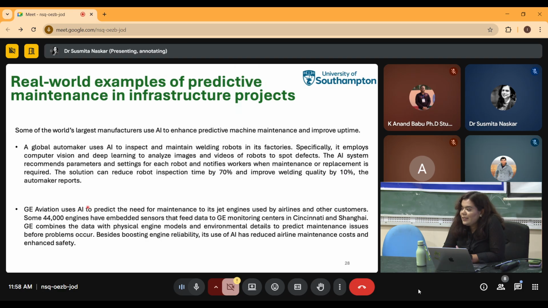By combining this data with physical engine models and environmental factors, what this company can do is actually predict the maintenance issues before they occur. And this proactive approach actually reduced the maintenance cost in a very high range. They boosted the engine's reliability also, and they even enhanced the safety for the airline passengers.